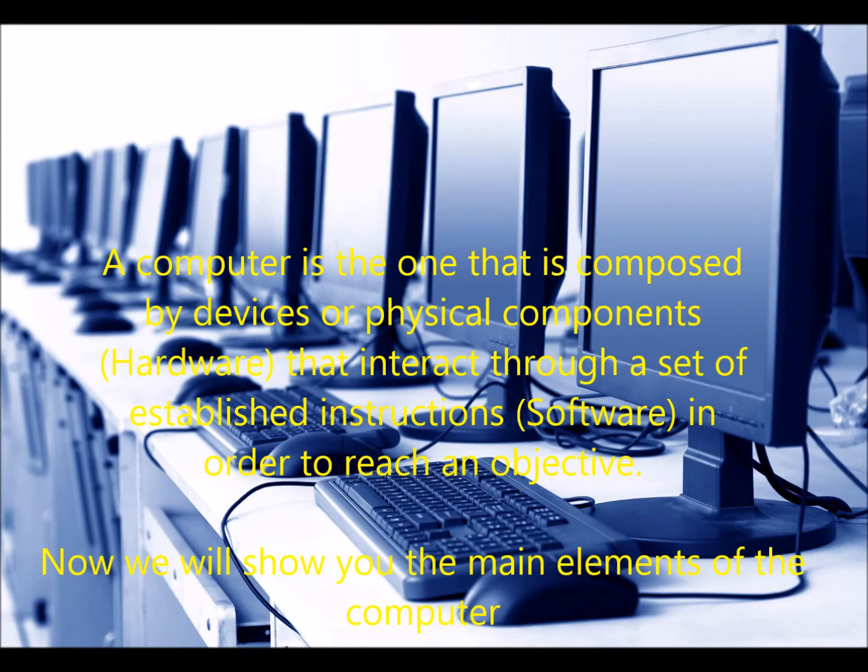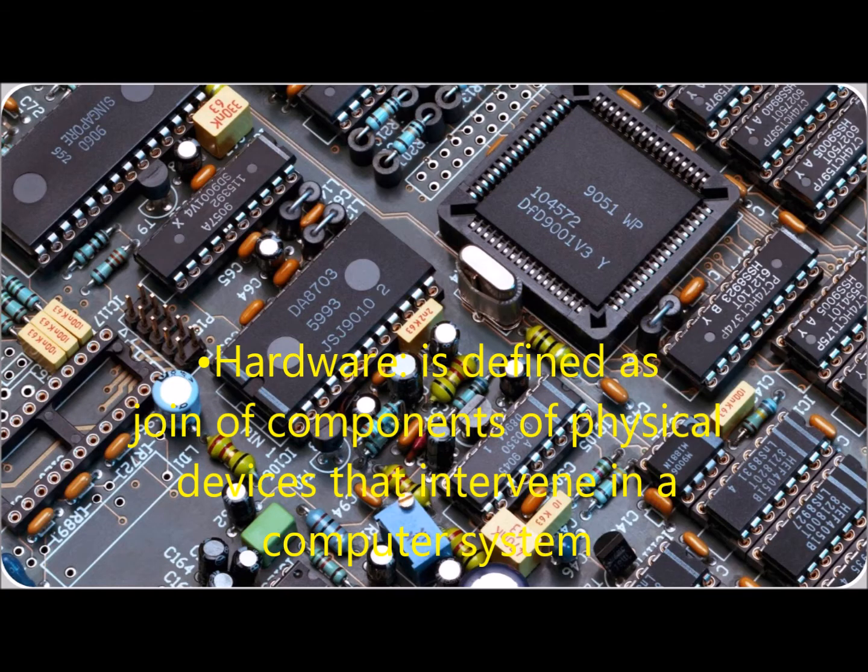A computer system is one composed of devices or physical components that interact through a set of established instructions in order to reach an objective. Hardware is defined as a joint of components of physical devices that intervene in a computer system.